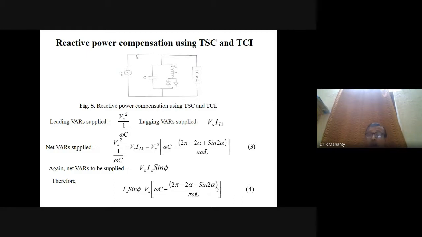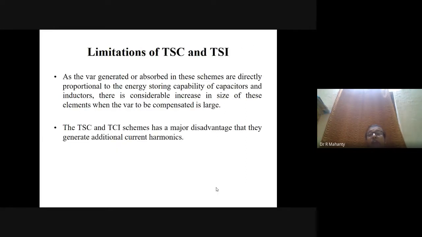Okay, now what are the drawbacks of this scheme? The first drawback is the limitation of TSC and TCI. As the VAR generated or absorbed in these schemes is directly proportional to the energy storing capability of capacitors and inductors, there is a considerable increase in the size of these elements when the VAR to be compensated is large. Therefore, if the VAR to be compensated is large, the values of L and C will be very, very large. Okay, and this is one of the major disadvantages of this scheme.